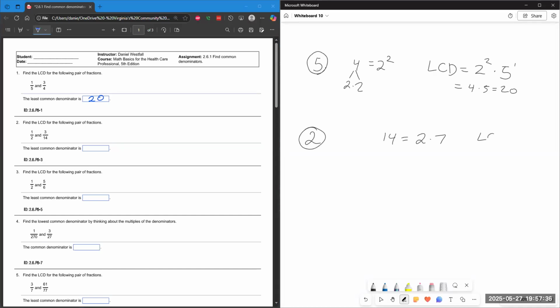So my LCD is going to have to be made up of 2's and 7's. It does not matter which one I take my 2 from, because there's only 1 2 in both of them. And the most 7's that I can get is from choosing them from 14 is 1 7. So my LCD, 2 times 7, is going to be 14. That's what happens when you have a denominator where the other denominator, the smaller denominator, divides into the bigger denominator evenly, like 2 divides evenly into 14. So the LCD is going to be 14.